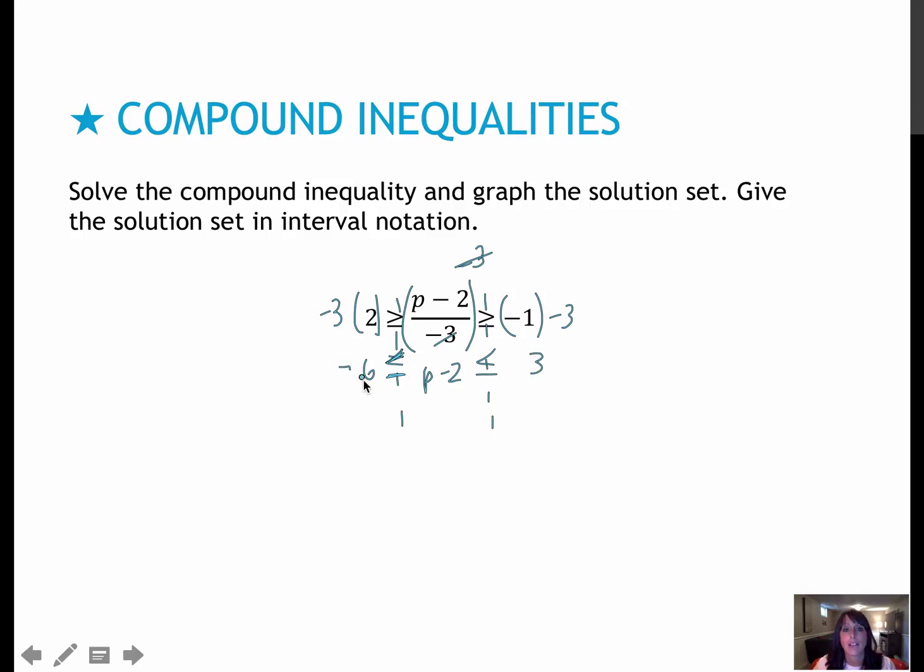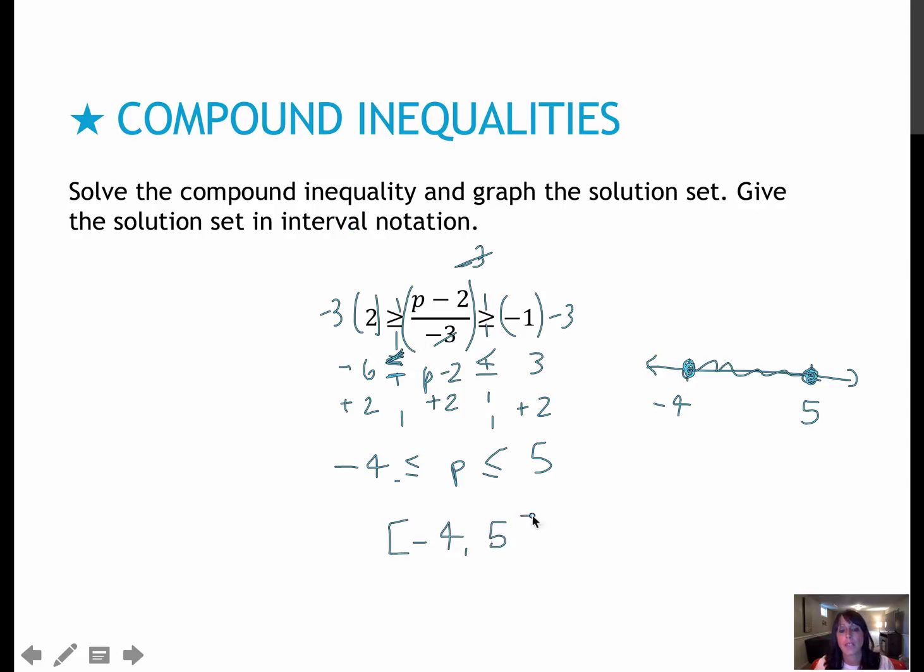So I have negative 6 is less than or equal to p minus 2 is less than or equal to 3. I'll add 2 to all 3 positions, which gives me negative 4 is less than or equal to p is less than or equal to 5. Again, I don't need any shortcuts on my graph. I know it's going to go from negative 4 closed circle to positive 5 closed circle and everything in between because we know it's between 2 values. The interval notation would be negative 4 to positive 5, both closed brackets because they're both or equal to.